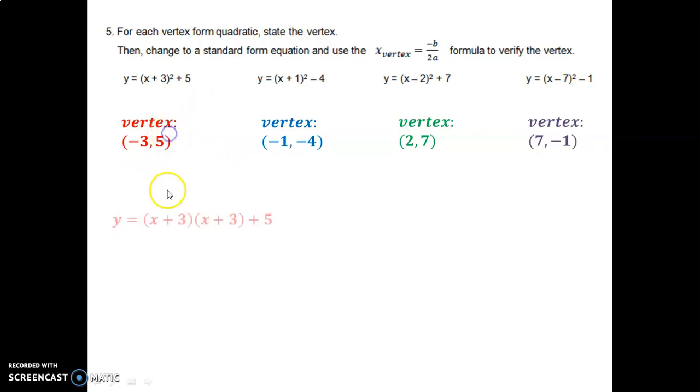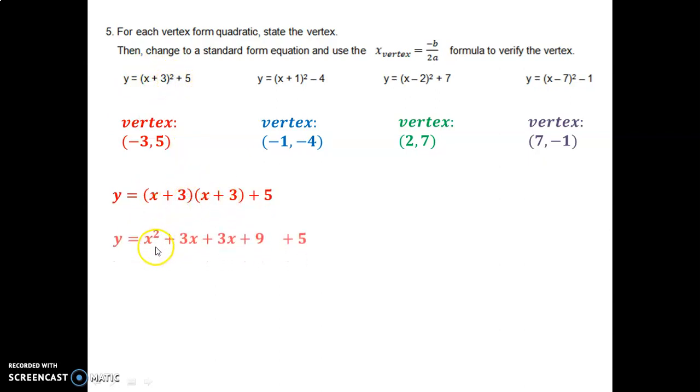So to change to standard form, all you do is expand. We have this x plus 3 squared, which means x plus 3 times x plus 3. Multiply that, you get x squared plus 3x plus 3x plus 9. I'm showing all the steps here, but I hope at this point you don't need to show all these steps as you're expanding something like that. Okay, we still have the plus 5 at the end.